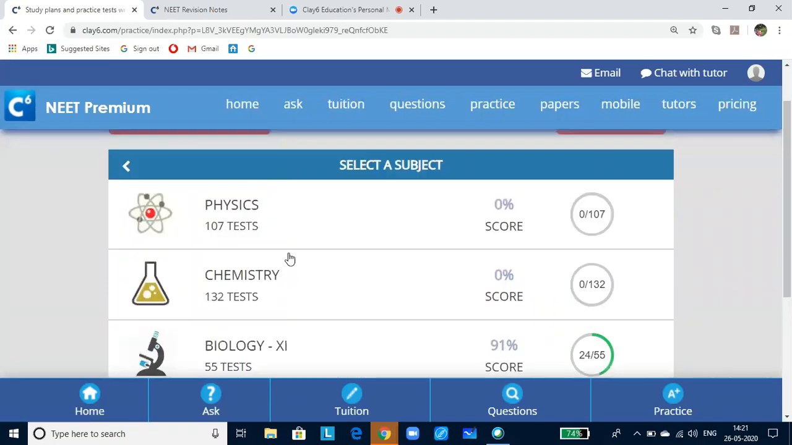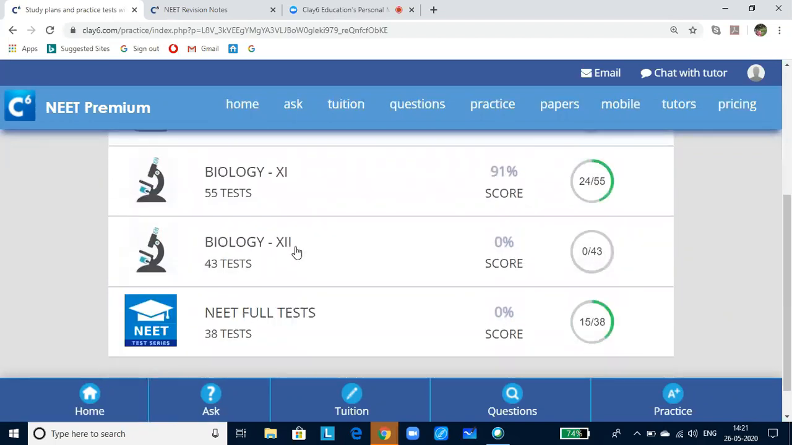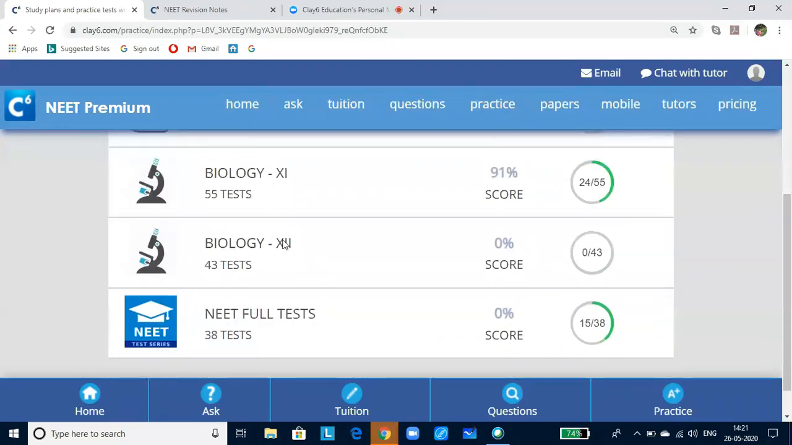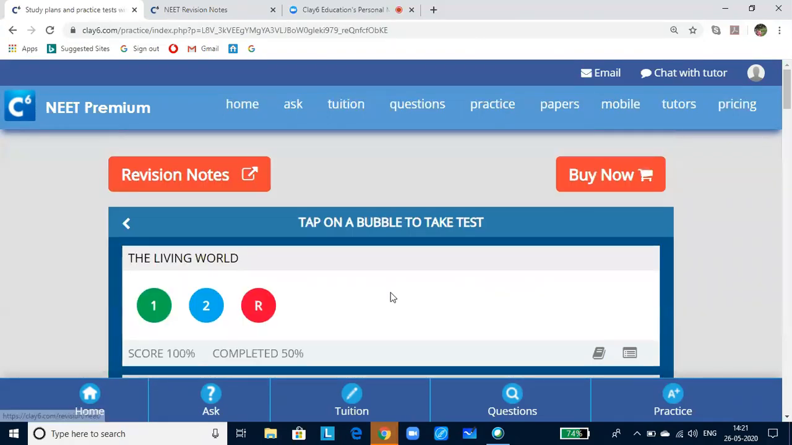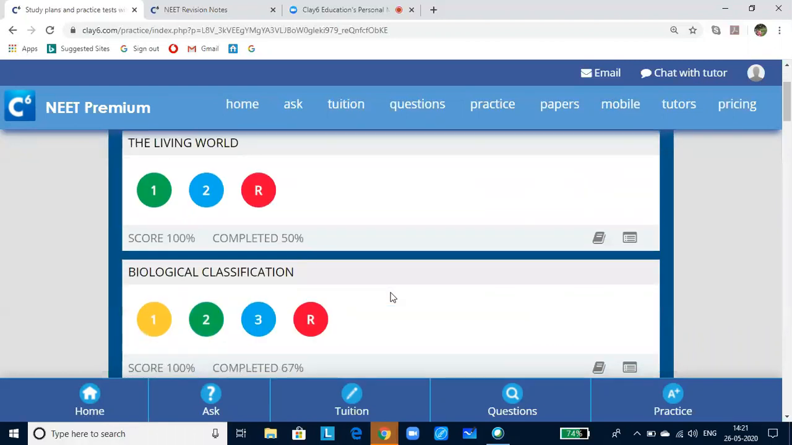And then you will see a lot of tests in physics, chemistry, biology and full tests. Now let me click on biology. Here you see a lot of colored bubbles. Each colored bubble is a test. If you see a green bubble, it means you have completed the test, but you can always revisit the test any number of times you want, either to improve your scores or to revise.